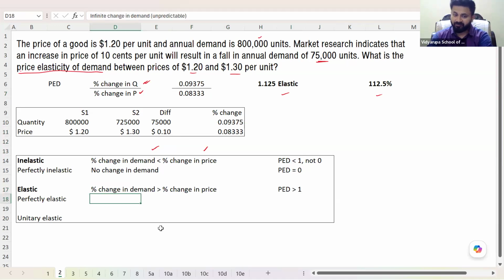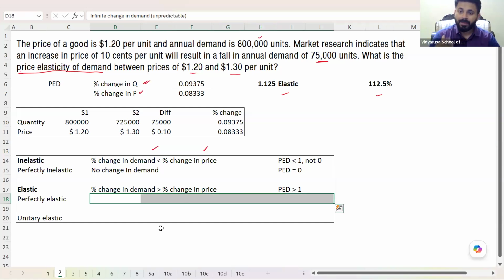Then there is the other extreme to it: perfectly elastic. What happens here when it is perfectly elastic? The PED value is unpredictable. It's infinite. When we change the price, the demand will change, but it's unpredictable. We cannot predict exactly how much it will change. That kind of situation is what we refer to as perfectly elastic.